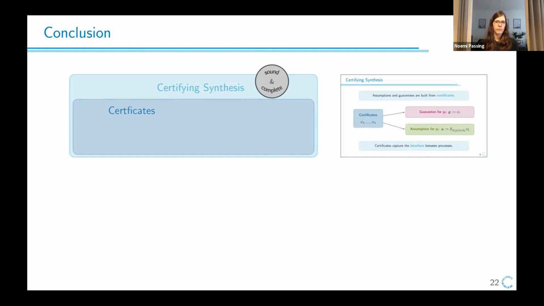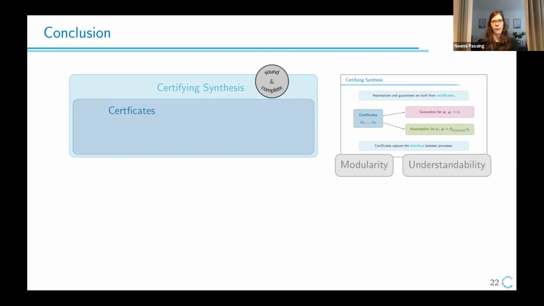This is not only completely automatic, sound and complete, it also enables modularity of our system, because our assumptions and guarantees, and therefore our certificates, build a contract between our processes. And once we have established this contract, so once we have synthesized our certificates, we can exchange individual strategies safely with new ones, for instance, when our requirements change, without needing to perform synthesis for the whole system again. Because as long as our new strategy still satisfies or gives the same guarantees as the previous one, we still know that the parallel composition of the strategies of our processes will satisfy the overall specification for the system.